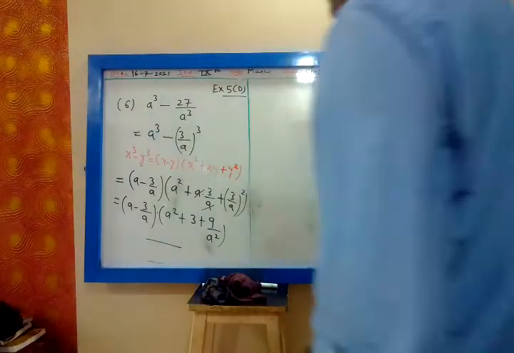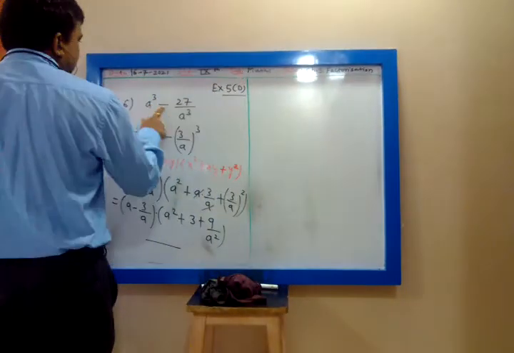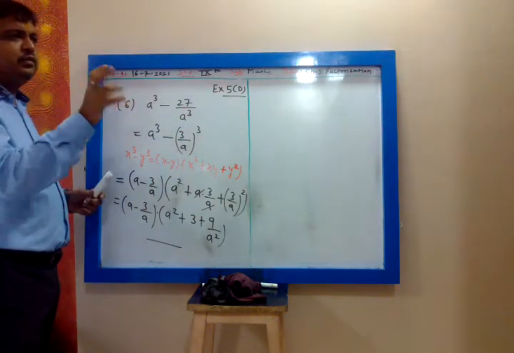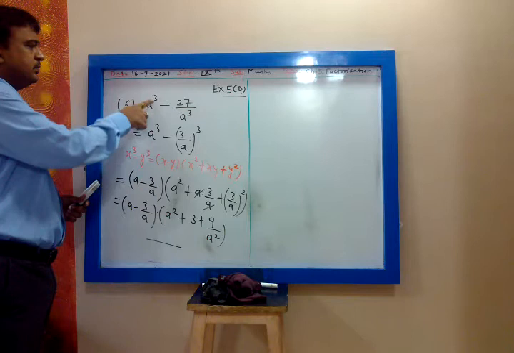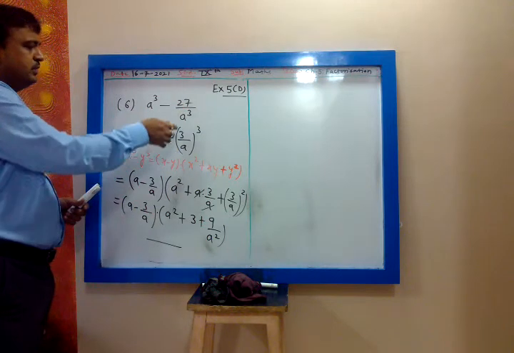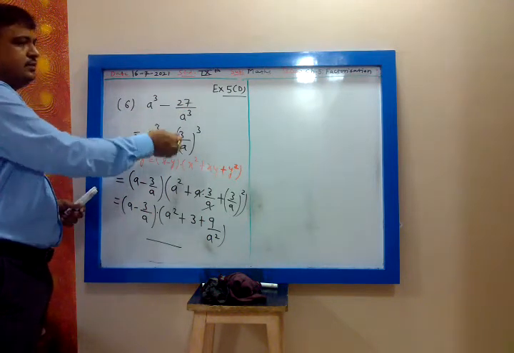Okay, so a cube minus 27 upon a cube. You have to check whether it is a difference of two cubes. One cube is a cube. The other is 27 upon a cube, which I can write as 3 cube upon a cube, that is 3 by a whole cube. Then use the formula x cube minus y cube, and get the answer.